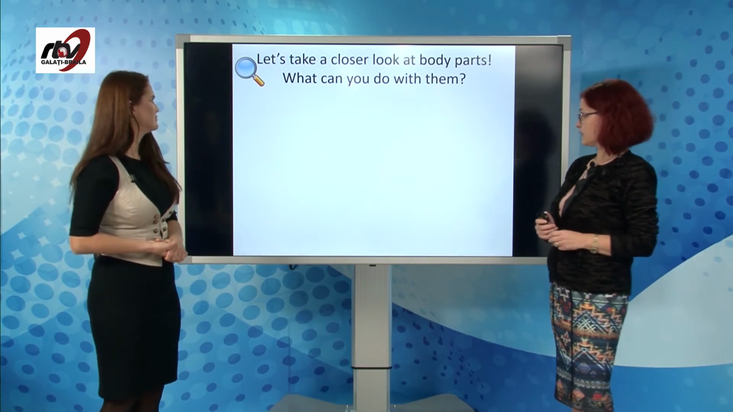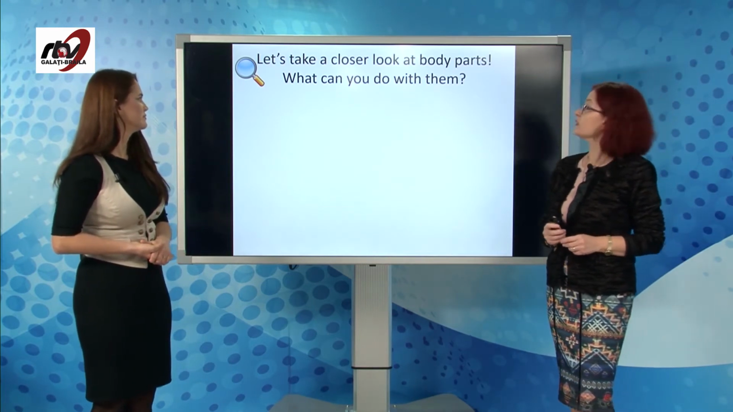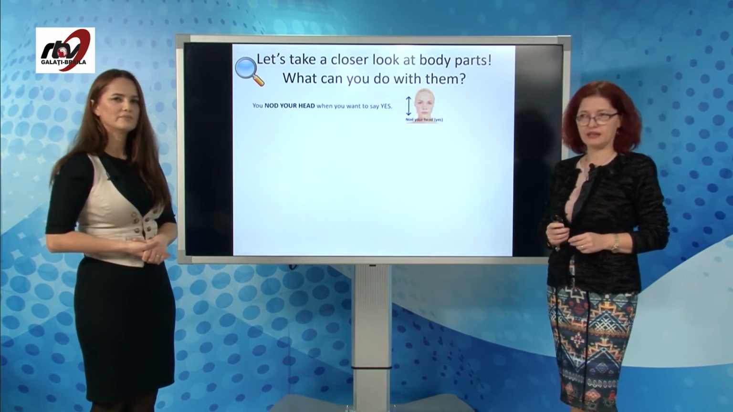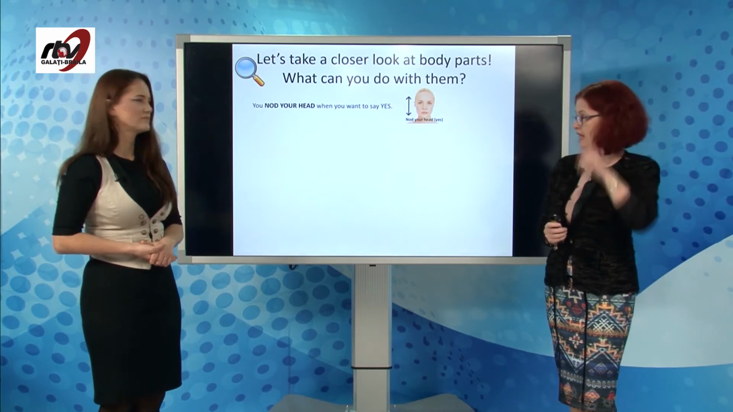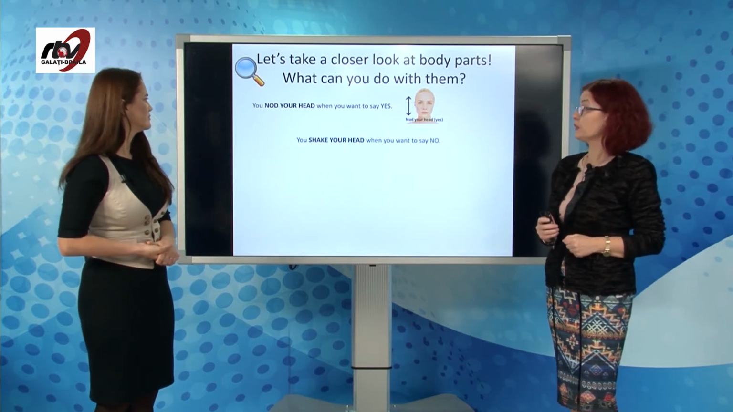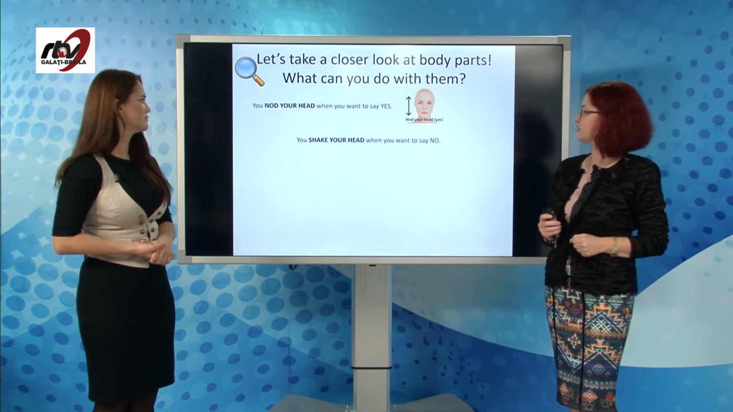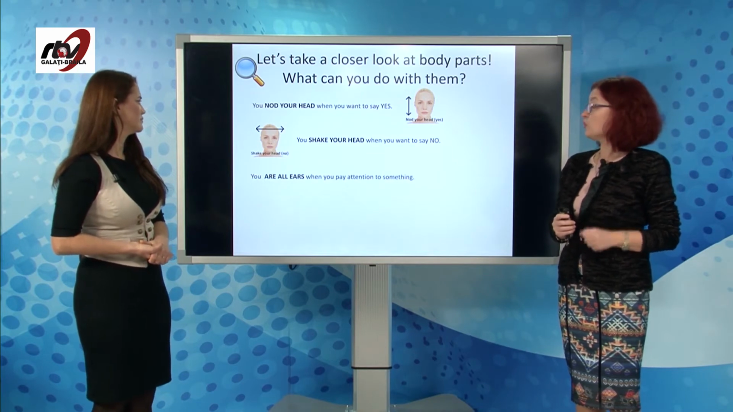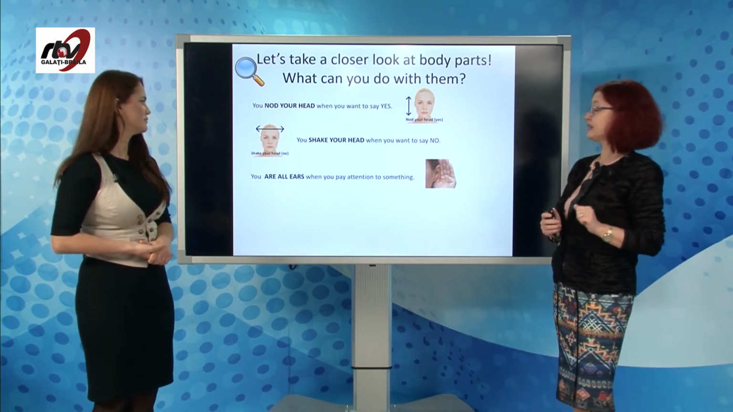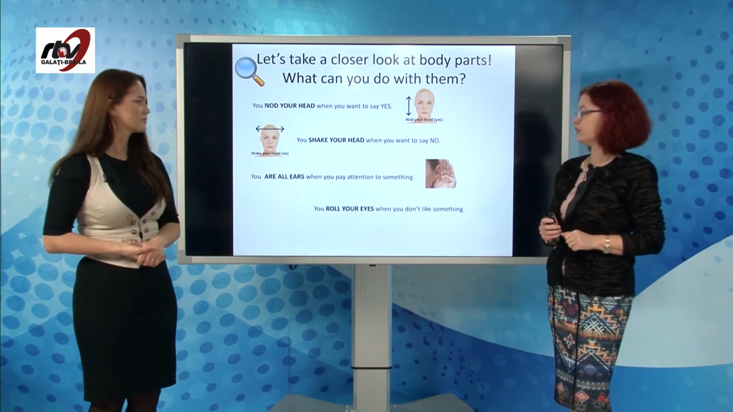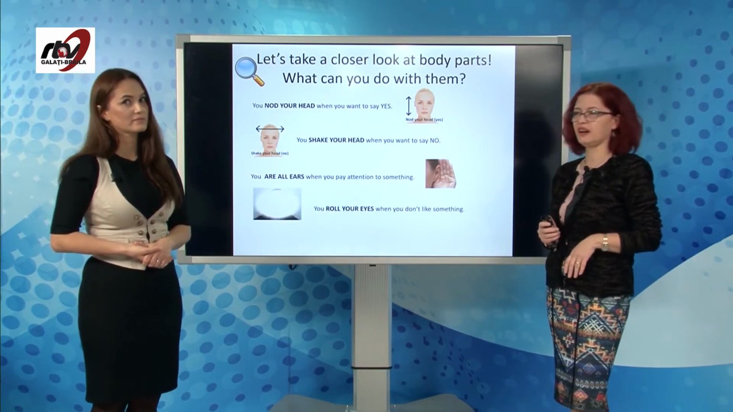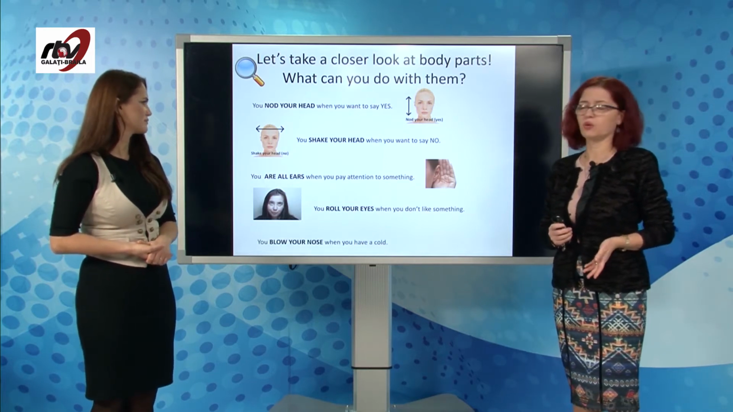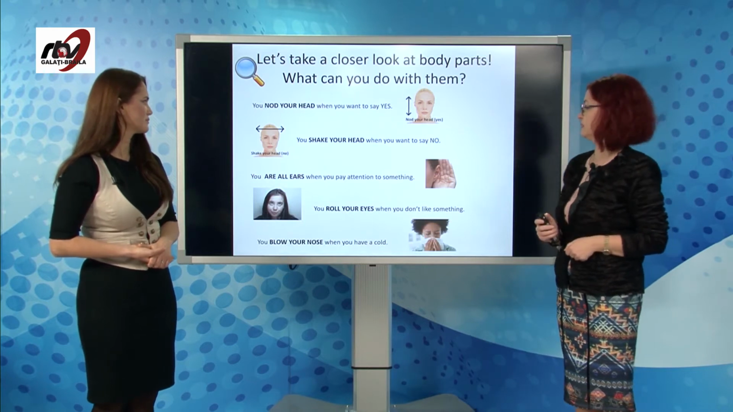Now, let's take a closer look at body parts and the actions that we can do with them. You nod your head when you say yes, from up to down and this way. Then, when you want to say no, you shake it from the left to the right. You are all ears when you're paying attention to something. You roll your eyes when you don't like something. You blow your nose when you have a cold. You need a tissue to do that.